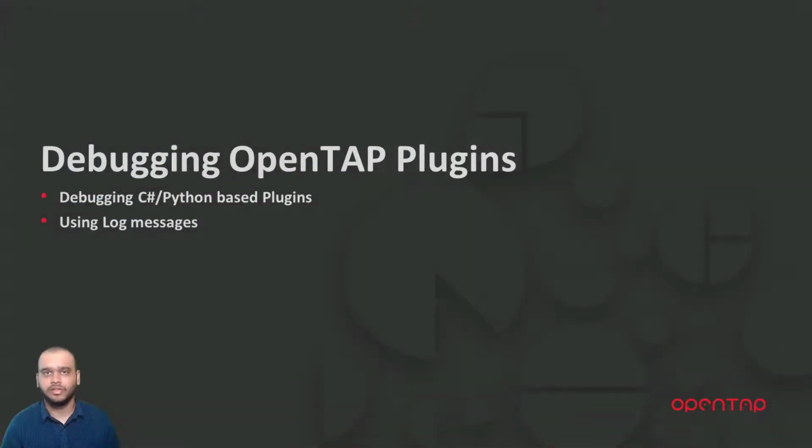In this video, we learned about the various debugging options that are present in OpenTAP. We looked at how to debug C#-based plugins and attach the debugger to Python-based plugins. We also saw how we can use the logger to output useful messages to the log panel.